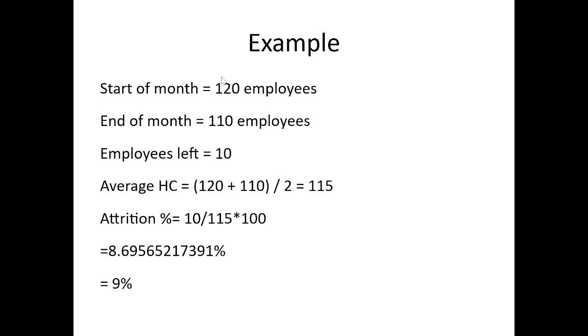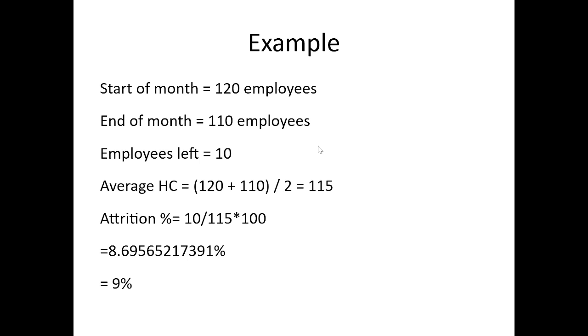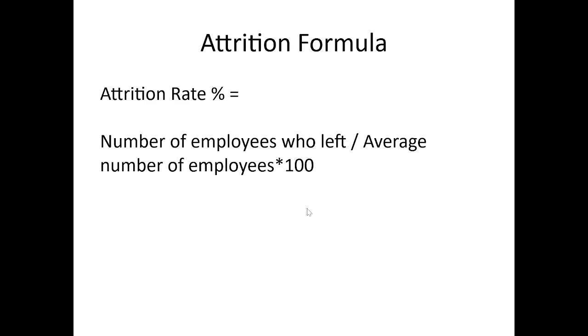So here, let's say at the start of the month there were 120 employees, and at the end of the month there were 110 employees, which means how many employees left? 10, right? So how are we going to calculate the attrition rate? The formula, remember, is number of employees who left. So how many employees have left? 10, right? And what's next? Average number of employees.